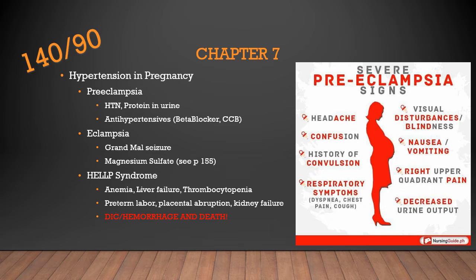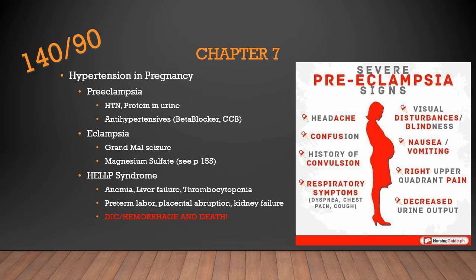So let's talk about hypertension in pregnancy. Hypertension in pregnancy is any time that the blood pressure is 140/90 or greater. There are different things though. Preeclampsia is not just hypertension. It's hypertension plus multi-system disorders.